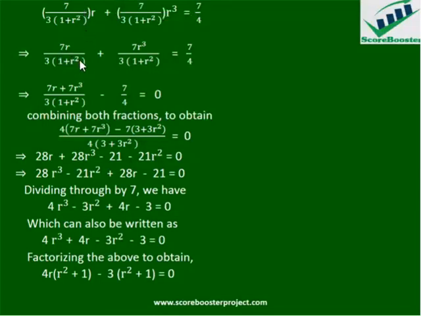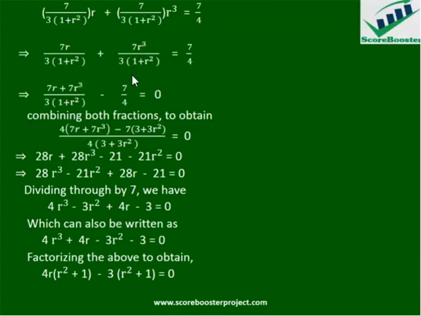7r over 3 into (1 plus r squared), plus 7r cubed over 3 into (1 plus r squared), equals 7/4. So we take this to this side, it changes to minus 7/4. We first find the LCM here. We have the same denominator, 3 into (1 plus r squared), so it can be written as 3 into (1 plus r squared) over 3 into (1 plus r squared), which is 1, multiplied by 7r, plus, which is this positive sign, 3 into (1 plus r squared) over 3 into (1 plus r squared), which is 1, multiplied by 7r cubed, is 7r cubed.